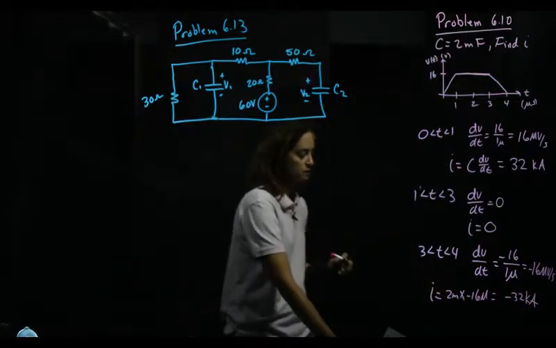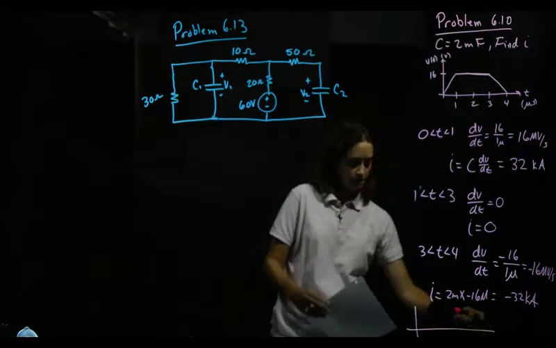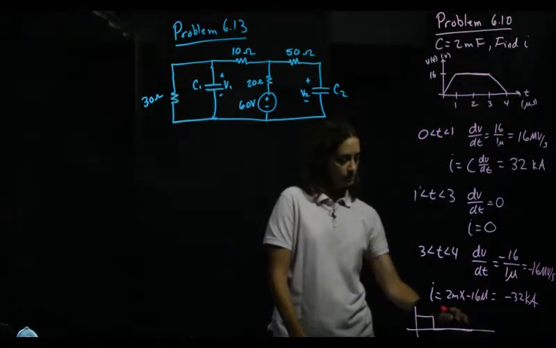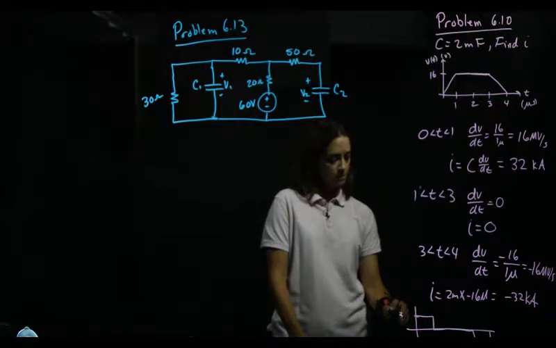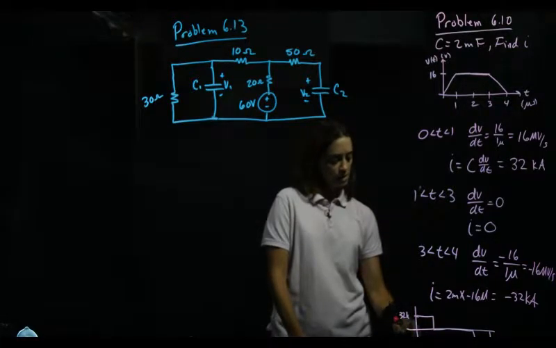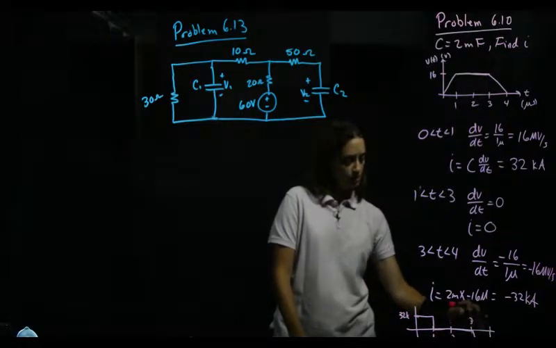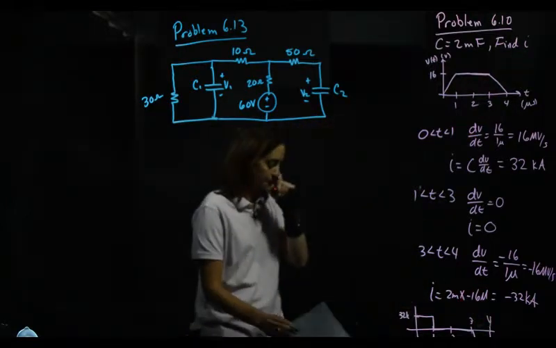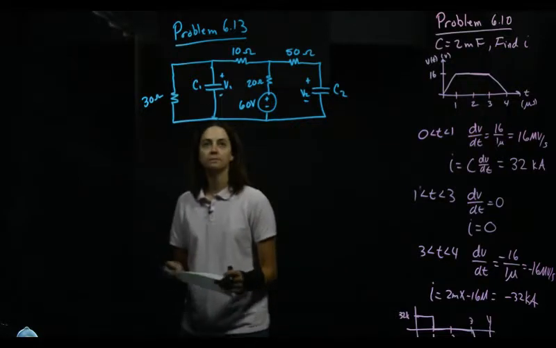kiloamps. So if I plotted that, then I would have something like that, right? Where this is 32K, this is minus 32K, and 1, 2, 3, and 4. That's a terrible looking 4. Okay, let's look at the next example problem, 6.13.